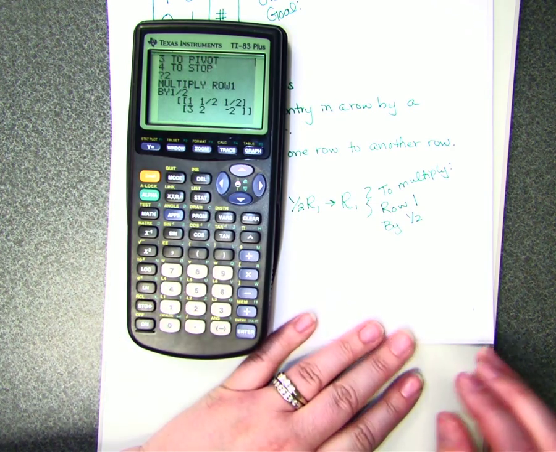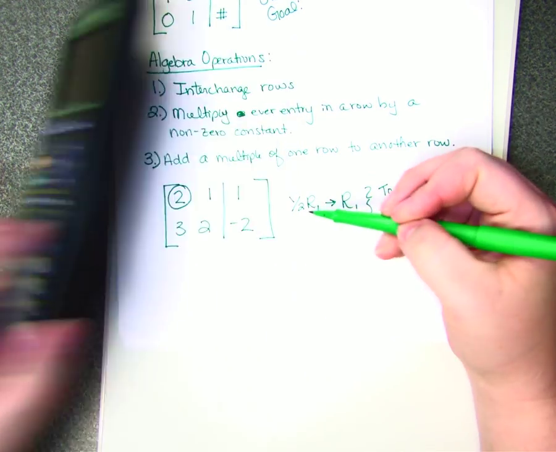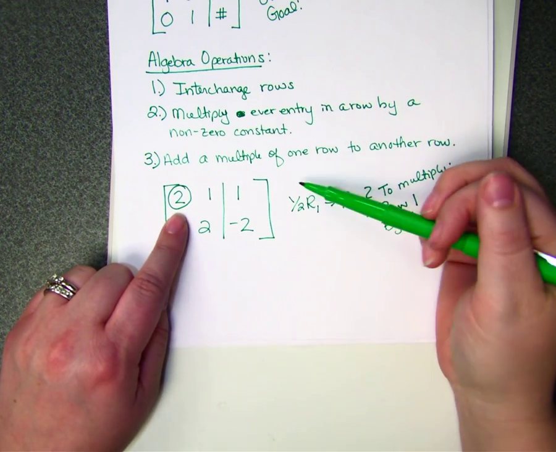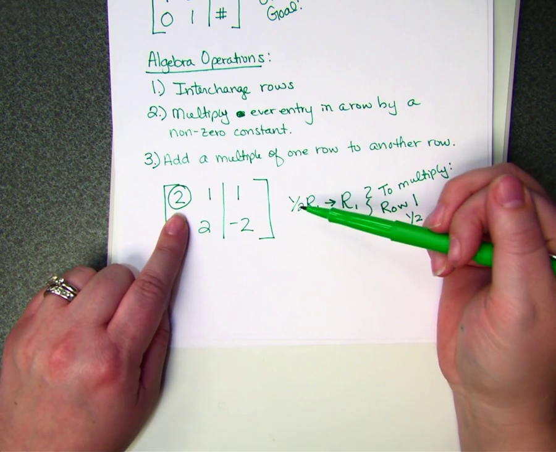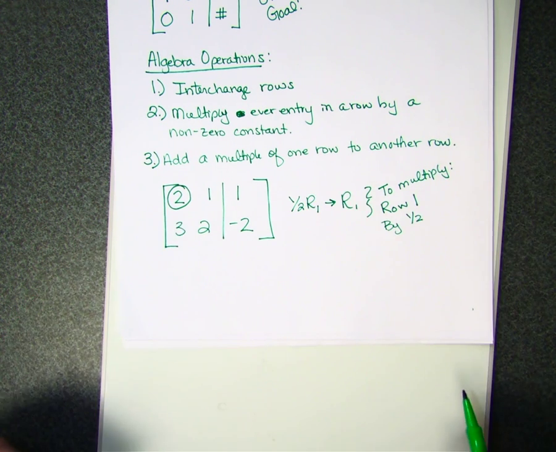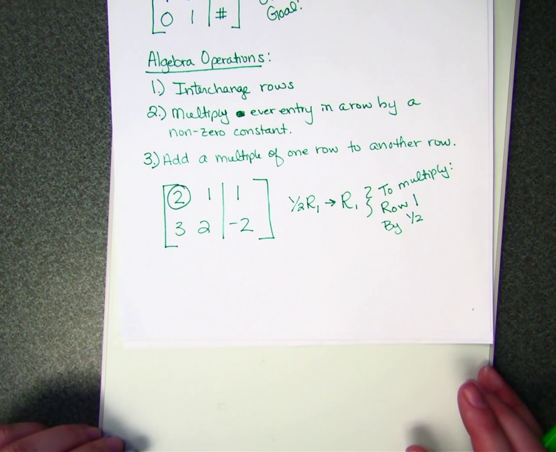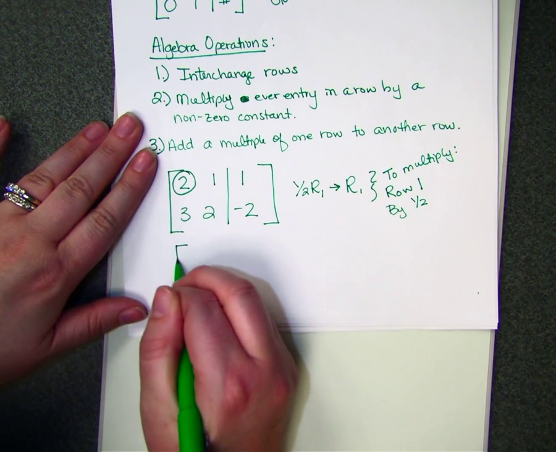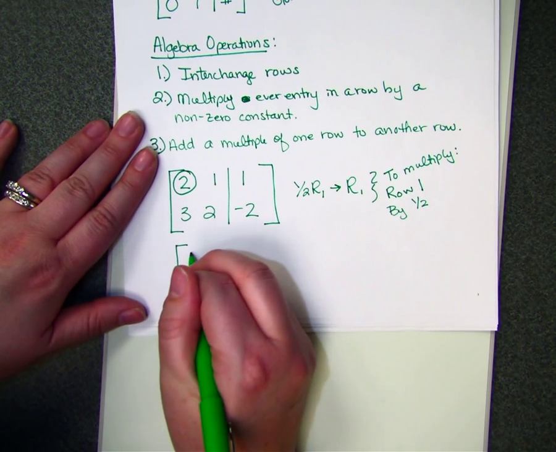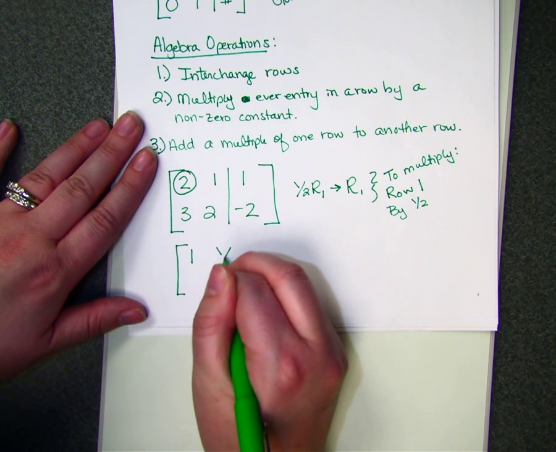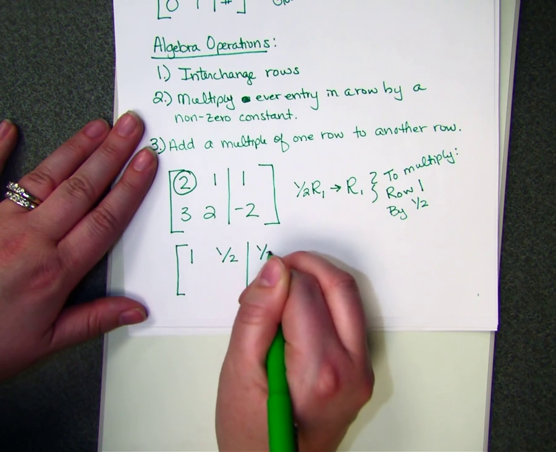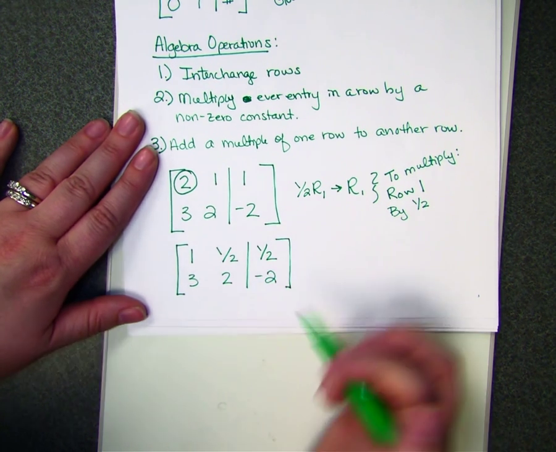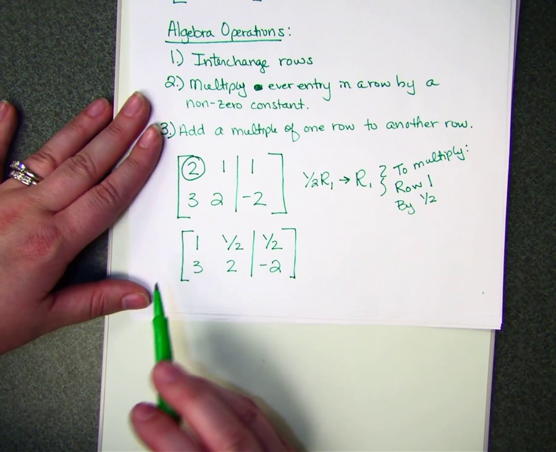And the trick to turn a number into a 1 is always going to be multiplied by the reciprocal. So we wanted to turn this 2 into a 1. What did we do? We multiplied by the reciprocal of 2, which is 1/2. So that'll be our trick every single time we want to get a 1. If we do that and we hit enter in our calculator, we'll see that our new matrix looks like 1, 1/2, 1/2, 3, 2, and negative 2. So we created a 1 in this upper left corner.